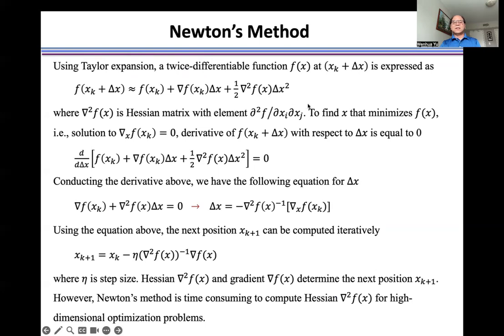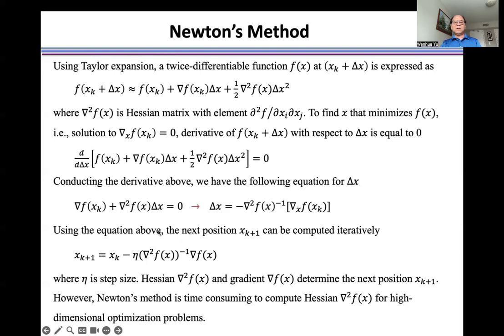To find x that minimizes f(x), namely find the solution to this equation, the derivative of f with respect to delta x is equal to 0, namely this equation. Conducting the derivative above, we have the following equation for delta x. And then we express the delta x by using the Hessian and gradient.